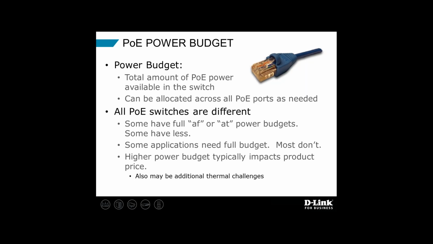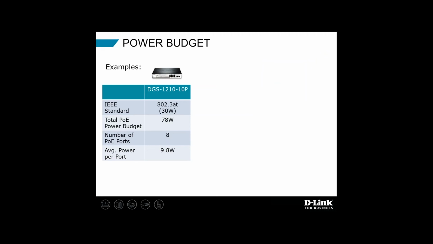So the message here is to do the math. Understand what your PDs require in terms of power, and you can get that from their data sheets from all IP phones and access points and cameras. On their data sheet will tell how much power they require, add it up, and then you'll know how much budget you need in your switch. And certainly the more budget means a more expensive switch, and there would be additional thermal challenges as well. The more power that a switch is providing, it may have additional fans.